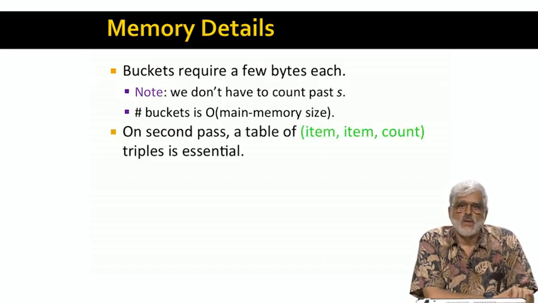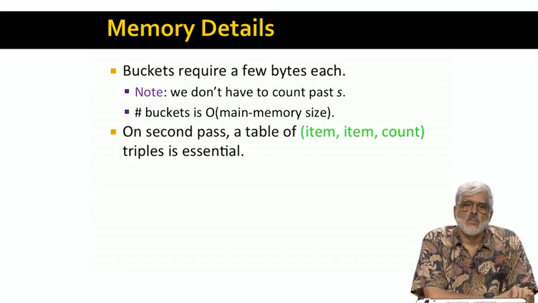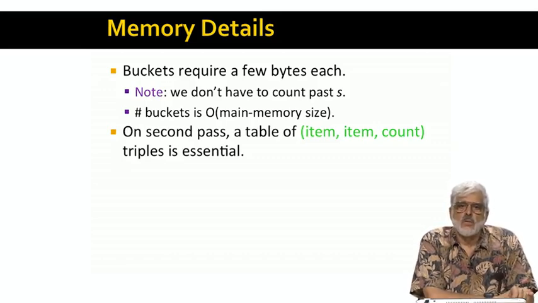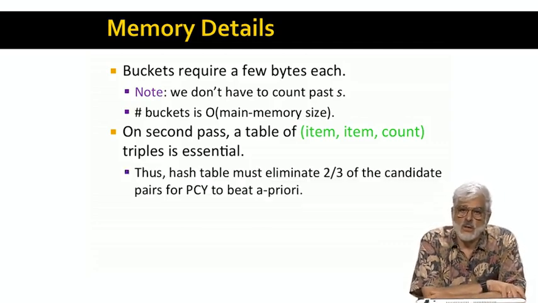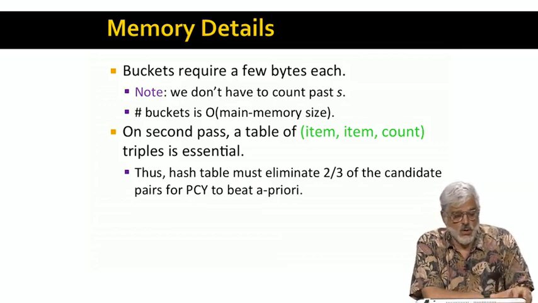When we count pairs on the second pass, we have to use the tabular method. The problem is that the pairs that are eliminated because they hash to an infrequent bucket are scattered all over the place and cannot be organized into a nice triangular array. As a result, we should not use PCY unless we can eliminate at least 2/3 of the candidate pairs when compared with a priori.